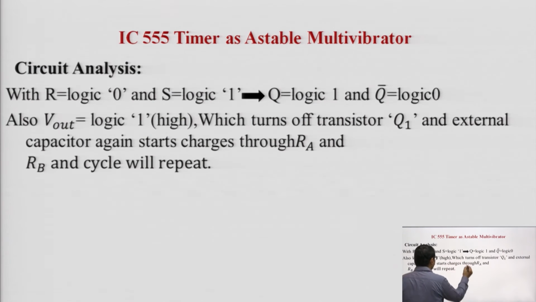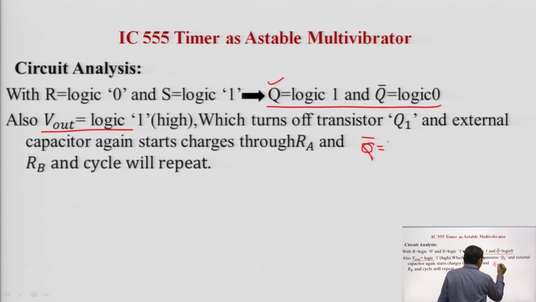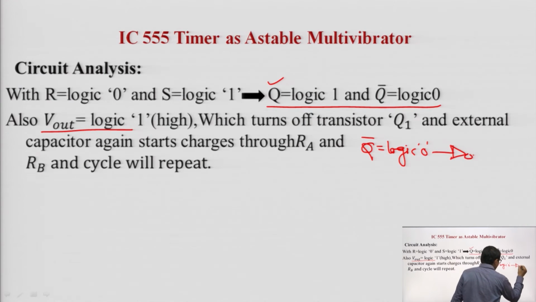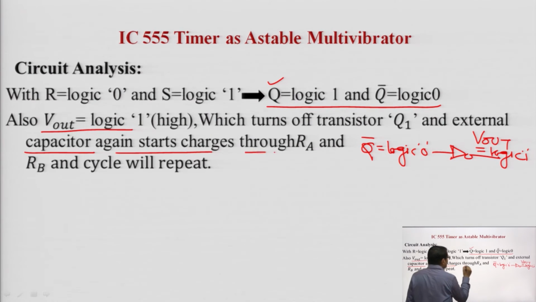Set state means the flip flop output q equals logic 1 and q bar equals logic 0, and also V out equals logic 1. If q bar equals logic 0, here is the NOT gate and this side is V out, it becomes logic 1. Then the capacitor again starts to charge through RA and RB, and the cycle will repeat.